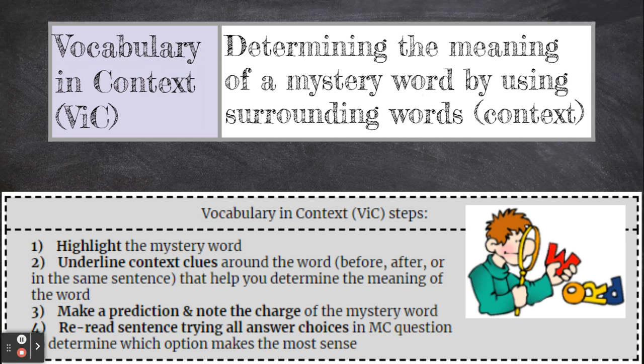Some key strategies. 1, find and highlight the mystery word. 2, underline context clues around that word to help you figure out the meaning. 3, make a prediction. What do you think the word means? And 4th, look at all the answer choices, test them all out, and see which one makes the most sense.